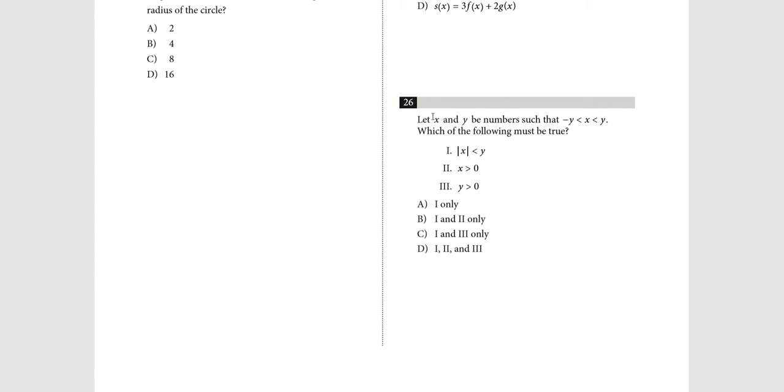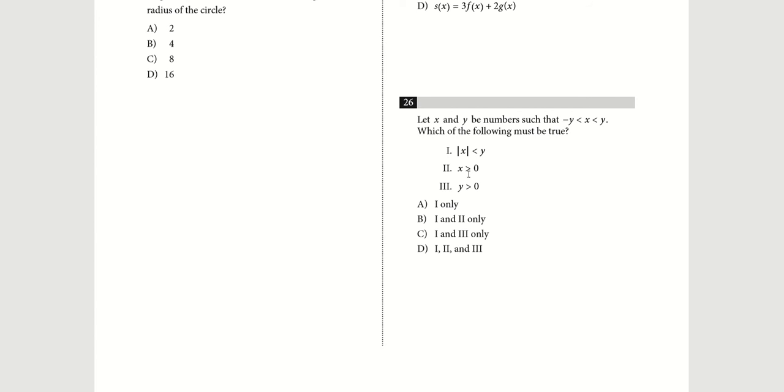In 26, we're told, let x and y be numbers such that negative y is less than x, which is less than y, and which of the following must be true. So I want to first look at conditions 2 and 3 just because they look a little bit easier to evaluate than this absolute value thing.